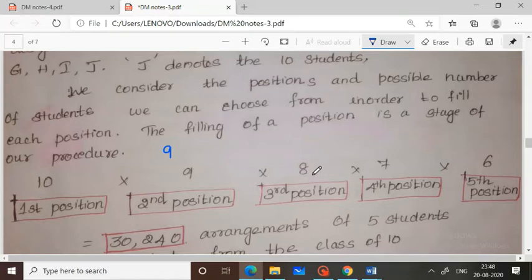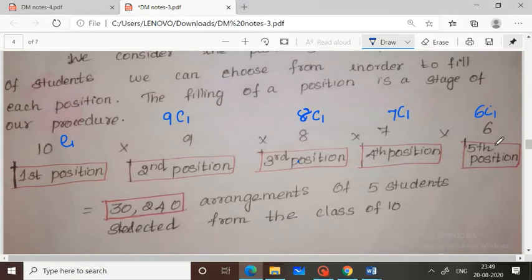Now coming to the third position, you have 8 students remaining. Out of the 8 you have to select how many? 1. So 8C1, here also 9C1, here 10C1. Now at the fourth position, you are left with 7 students, so out of the 7 you select 1. And at last, for the fifth position, you are left with 6 students, so out of the 6 you select 1.